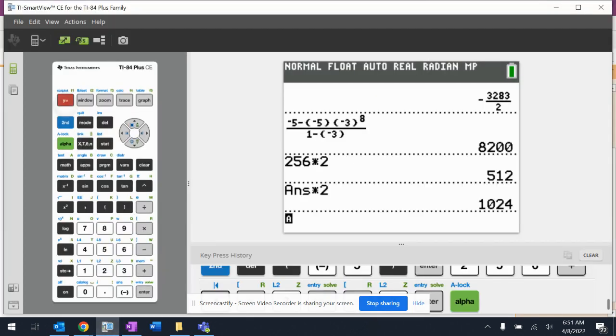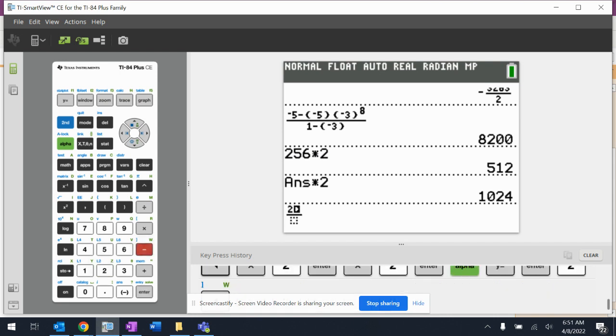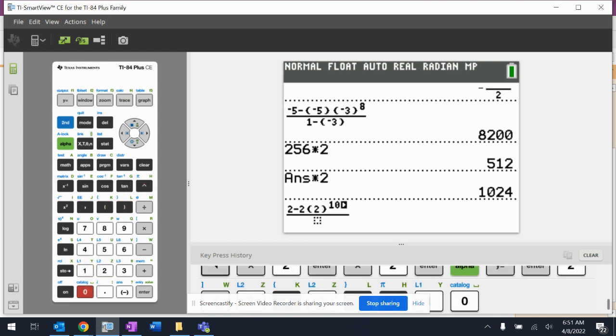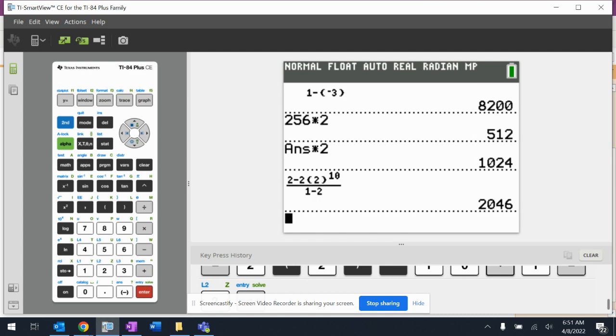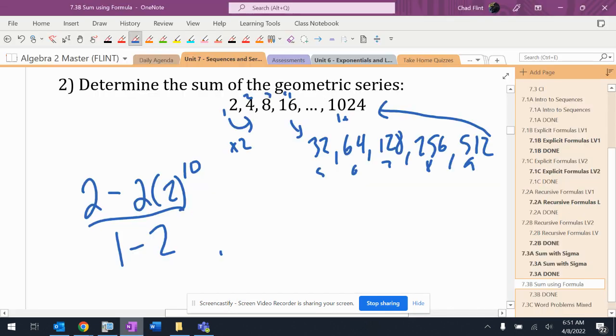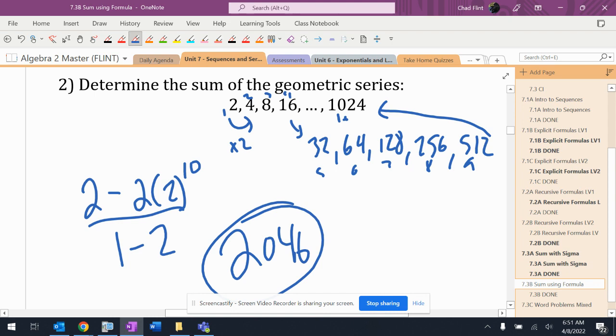So I put all that in my calculator. 2 minus 2 times 2 to the 10 over 1 minus 2. 2046. And you would get the same thing if you add it. All right, so these are really just playing a game. One of the things you need for the formula is missing, so you find it.